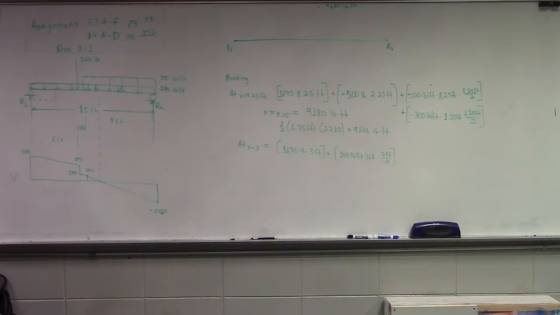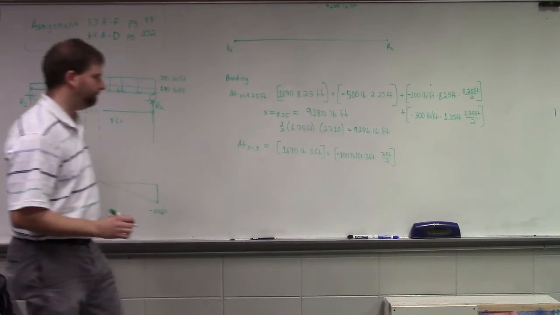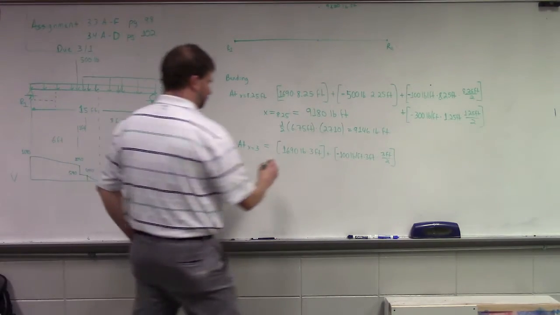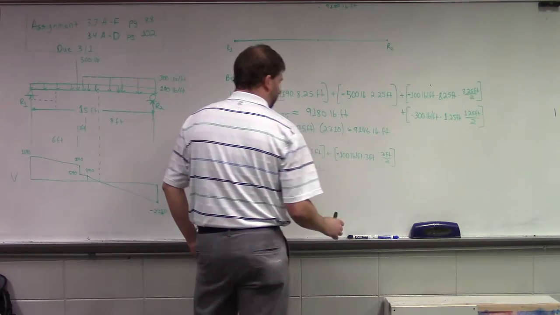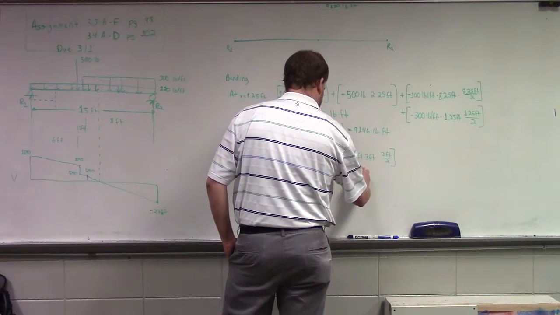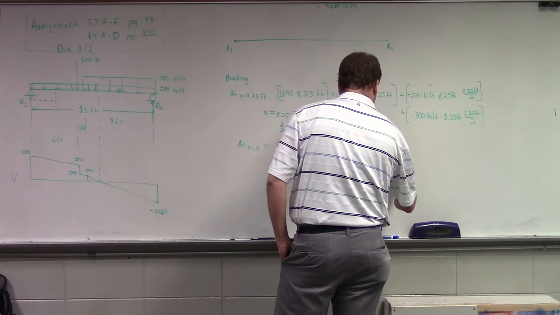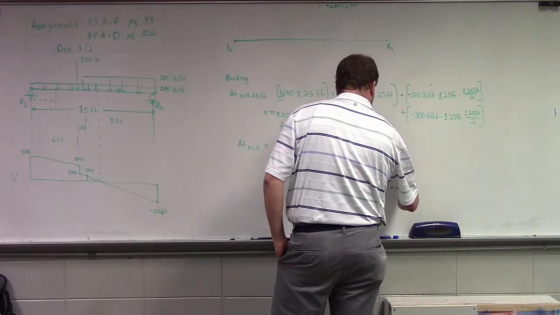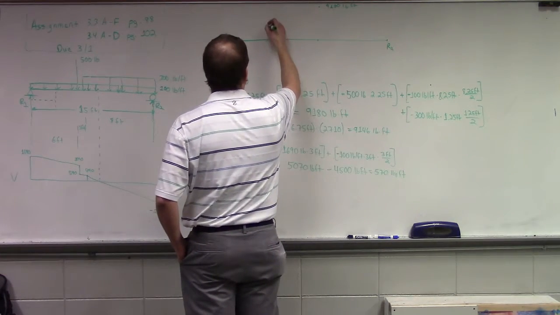Is it rotating positive or negative? It's trying to make a counterclockwise reaction, right? Negative. So it's 4,500. So 570 pound-feet.